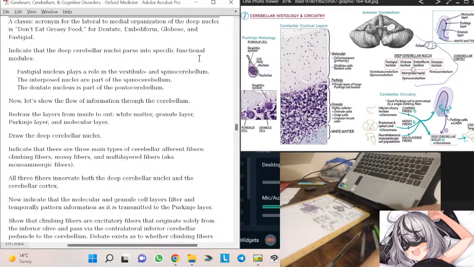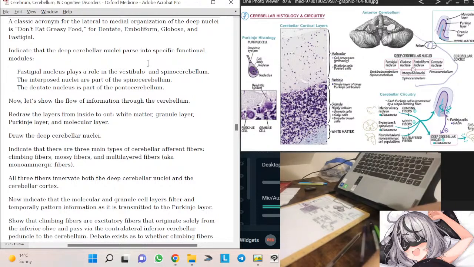Indicate that the deep cerebellar nuclei parse into specific functional modules. Fastigial nucleus plays a role in the vestibulocerebellum and spinocerebellum. The interposed nuclei are part of the spinocerebellum. This is part of the pontocerebellum.